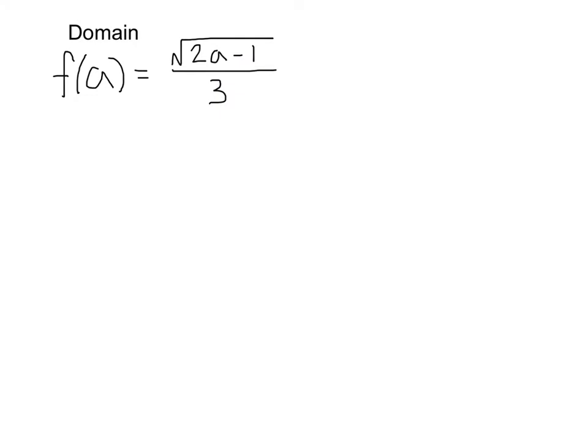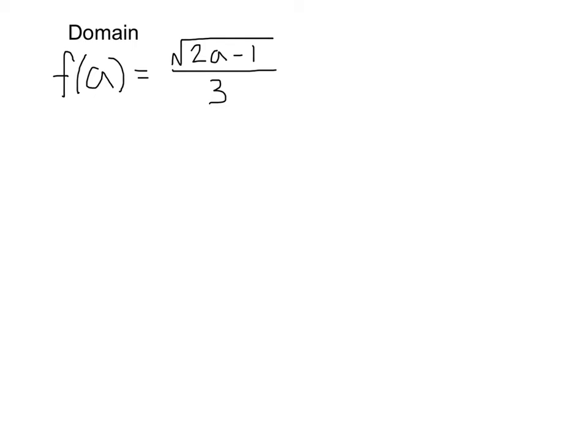Alright, continuing with our domain, here we have f of a equals square root of 2a minus 1 all over 3. This time I do not have a variable in the denominator, but I do have a square root, and I know that square root value is going to have to be positive.